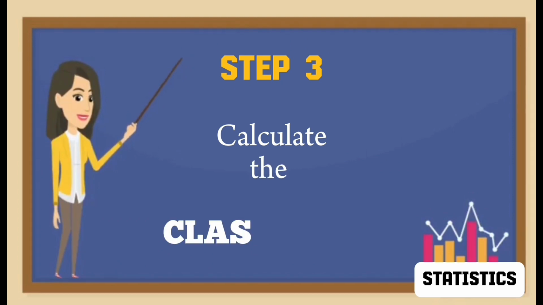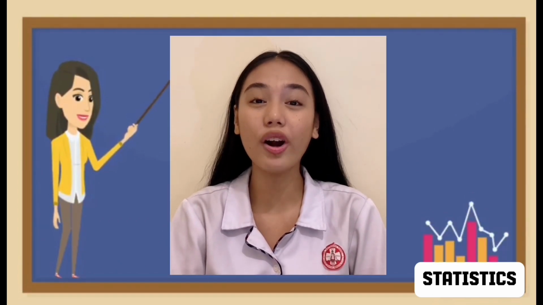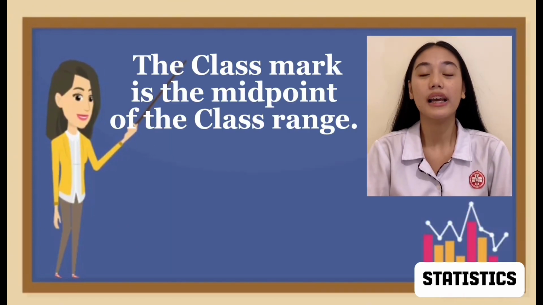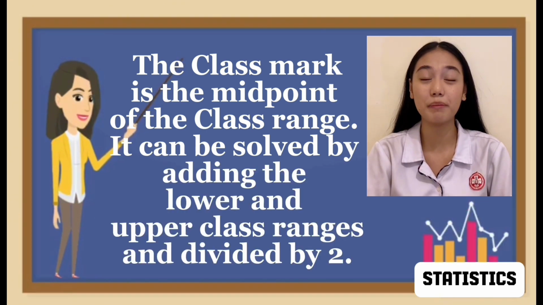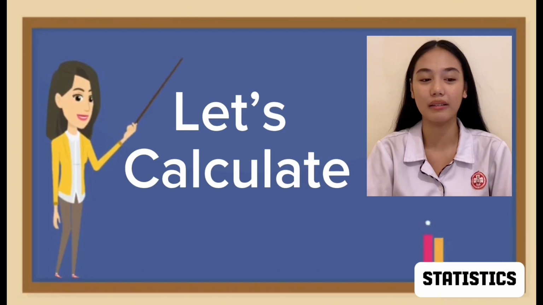Step 3. Calculate the class mark, or XM. The class mark is the midpoint of the class range. It can be solved by adding the lower and upper class ranges and dividing by 2. Let's now calculate the class mark of our given data.